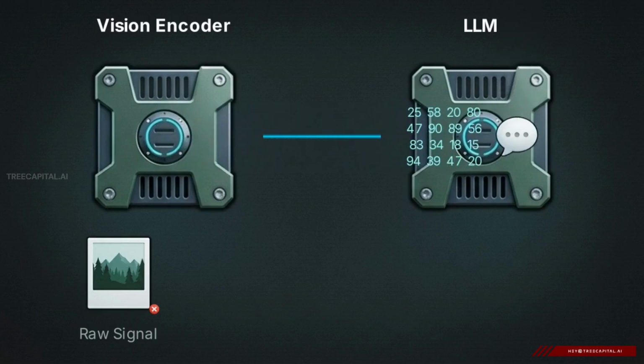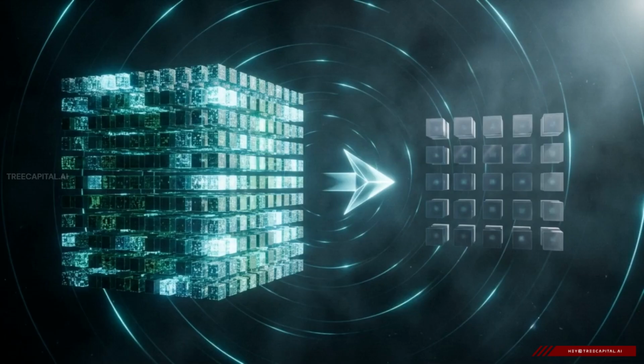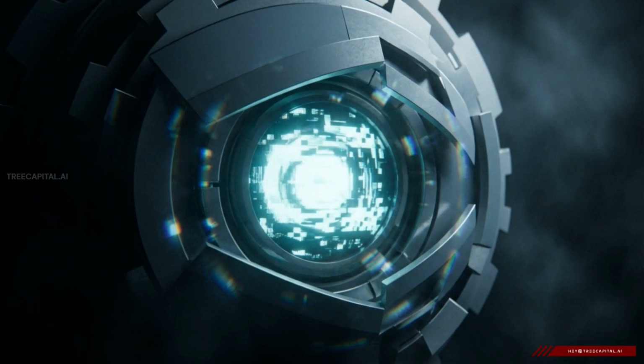The fatal flaw here is information loss. Because the text model only sees the summary, not the raw signal, it often misses critical micro details, like a tiny error icon in the corner of a screenshot, that were compressed away during the transfer. This architecture forces the system to compress the image before it even knows what question you're asking, which inherently limits how the AI perceives its environment.